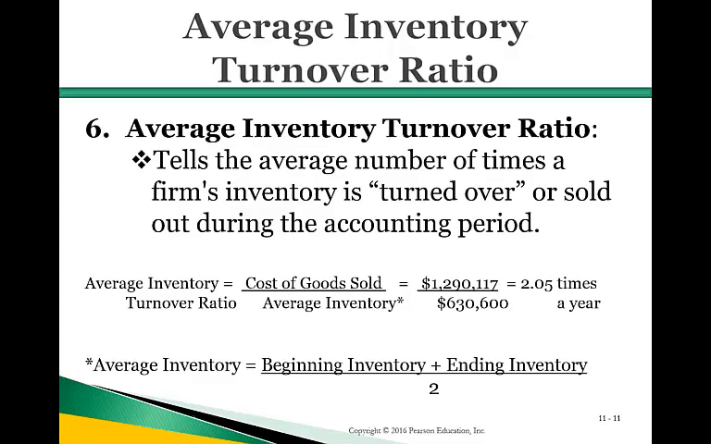So the average inventory turnover ratio is the average number of times the firm's inventory is turned over during the accounting period. Here Sam's inventory is turned about 2 times per year, which is a bit slow. It takes 178 days for Sam's to sell his inventory. Of course, we're talking about average inventory, which is beginning plus ending divided by 2.